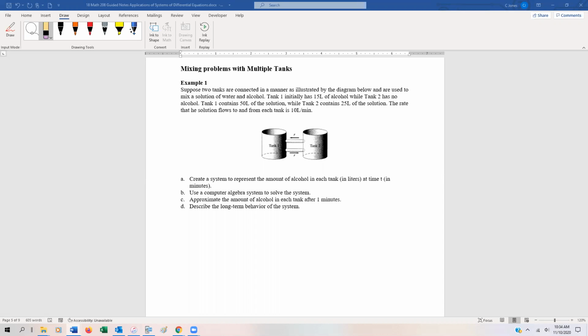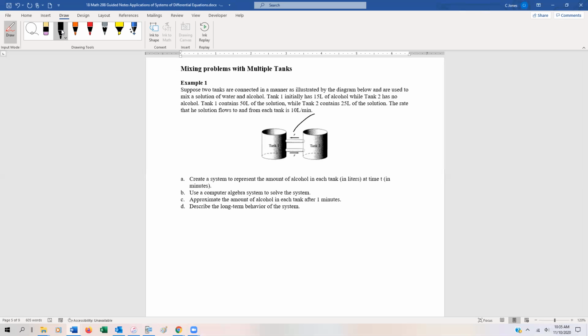And so let's suppose, for an example, let's say we have two tanks that are connected in a manner illustrated by the diagram below used to mix a solution of water and alcohol. Now, tank one initially has 15 liters of alcohol, and then tank two initially has no alcohol within it. Tank one contains 50 liters of one solution, and tank two contains 25 liters of the solution as well. And the rate that we exchange is 10 liters per minute from each tank.